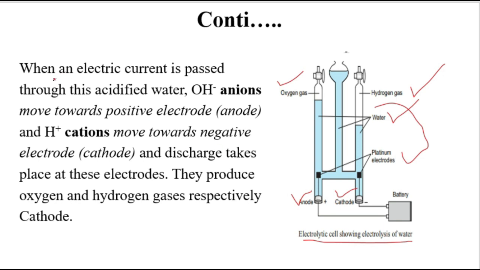Now we will see the wording. When electric current is passed through acidified water, OH negative ions move towards the anode, which is positively charged, and H positive ions, that is cations, move towards the negative electrode, that is the cathode, and discharge takes place at these electrodes. They produce oxygen and hydrogen gas respectively.